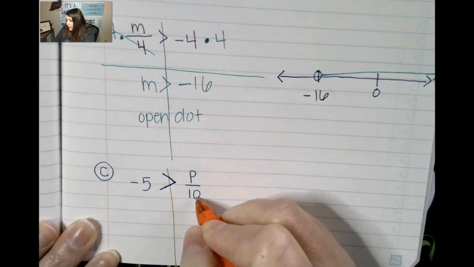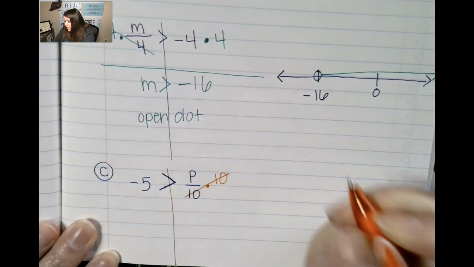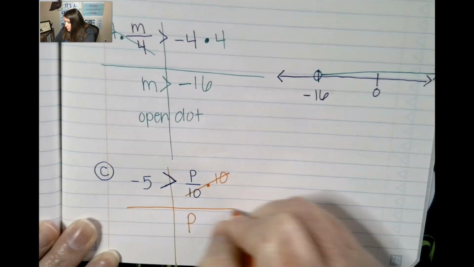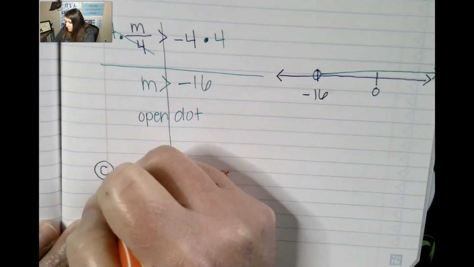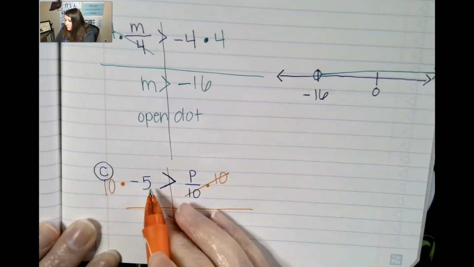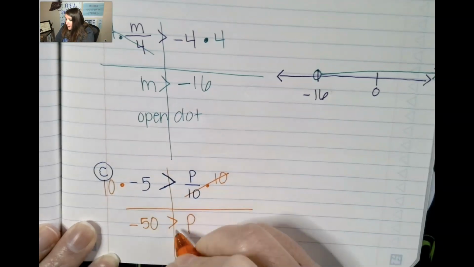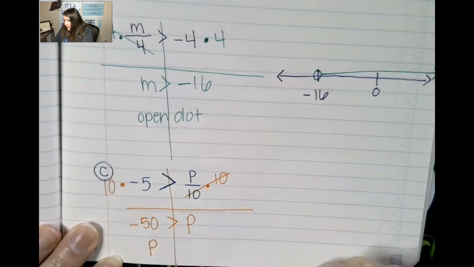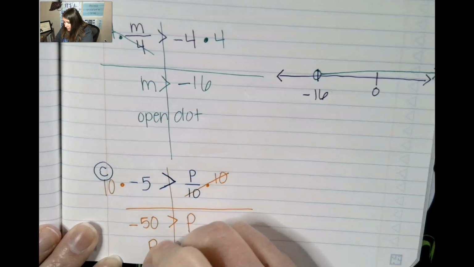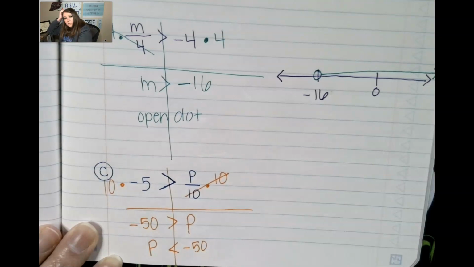Again, I have divided by 10, so I'm going to multiply by 10. That's going to go away and leaves me with P. That way, I need to multiply by 10. So 10 times -5 is -50. Now I want the letter on the left. So I'm just going to write my letter on the left, flip my sign around, and write -50. So the only thing I have to do is just flip that sign around.